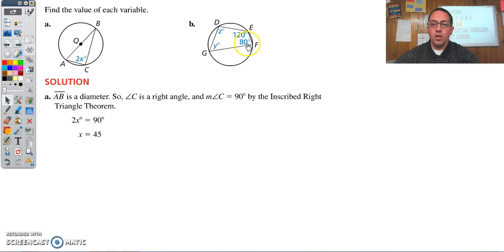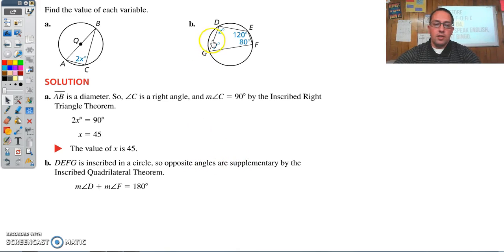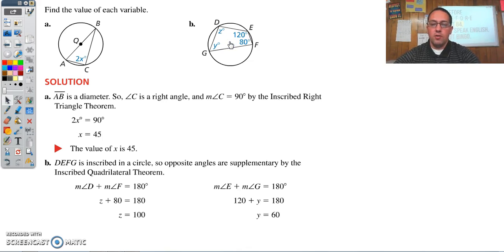All right? On problem B, we have a quadrilateral inscribed in the circle, and so the opposite angles have to be supplementary. So that means that angle D plus angle F has to add up to 180. So z plus 80 is 180 degrees. Subtract 80 from both sides, z is 100. Same thing is going to be true about G and E. So G plus E is 180 degrees, so y plus 120 equals 180, subtract 120 from both sides, and y equals 60. So that's nice stuff, not real hard.